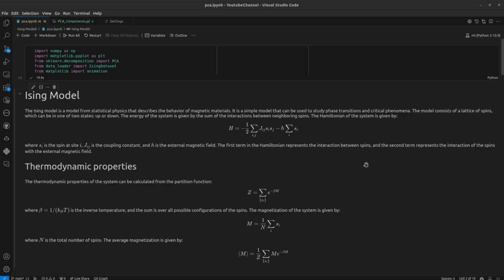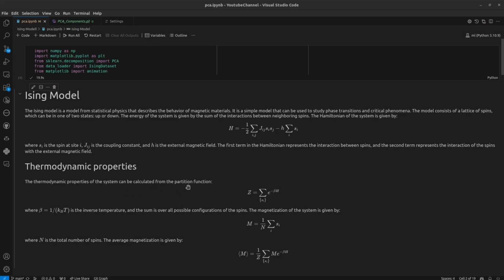Welcome back. Today we're going to talk about order reduction models for statistical physics and how we can solve those without doing statistical physics but purely from data. And the model that we're going to solve today is the Ising model, and we're going to do so by using the principal component analysis. So yeah, let's dive in.